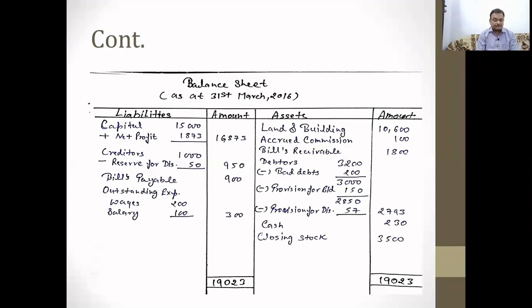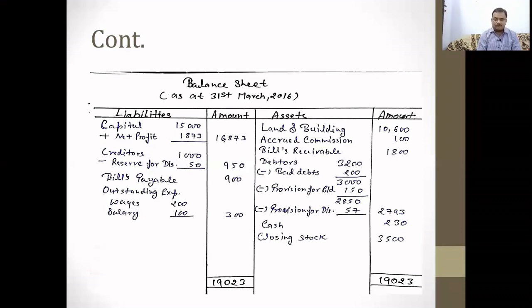ओके, नाउ सी द एसेट साइड. लैंड एंड बिल्डिंग, there is no depreciation, there is no appreciation given in your question. So land and building should be 10,600 rupees, accrued commission 100 rupees, bills receivable 1800 rupees. These all are assets, and these all are given at the debit side of trial balance. Okay, there is an adjustment given on debtors.